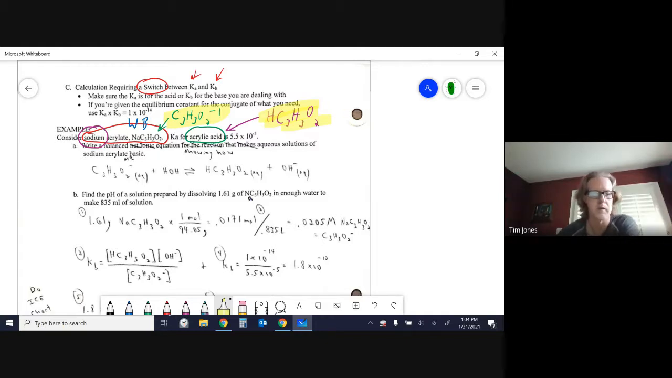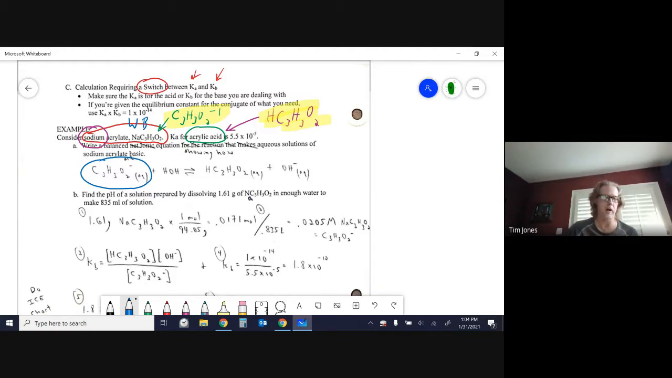Okay, step 1, write a balanced equation. You know, apparently I've changed the notes over the years. Yours probably look a little cleaner than mine. Write a balanced equation showing how aqueous solutions of sodium acrylate are basic. So notice I've gotten rid of the sodium because it's a spectator ion. Here's the acrylate.